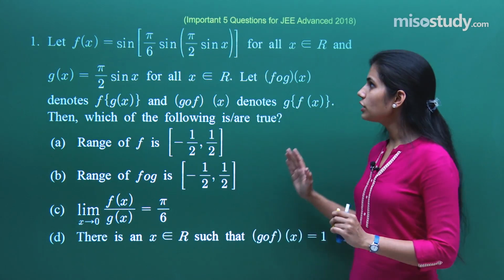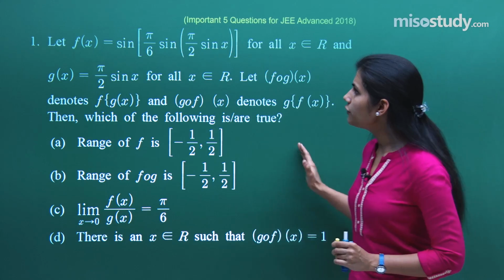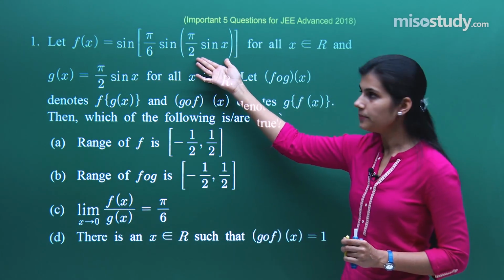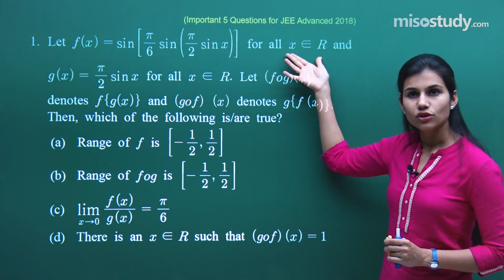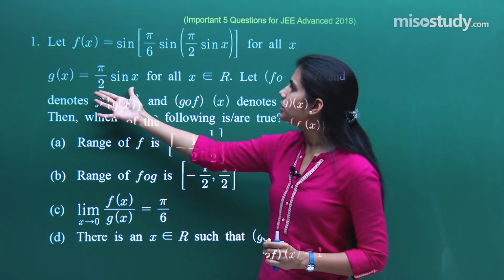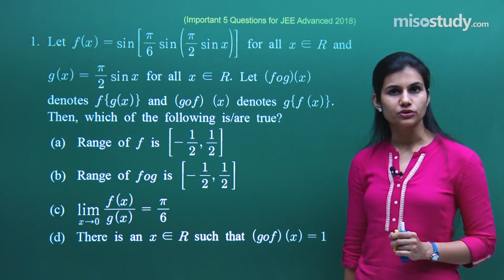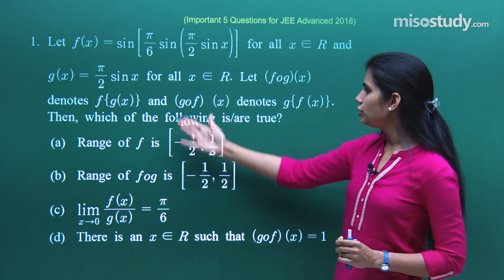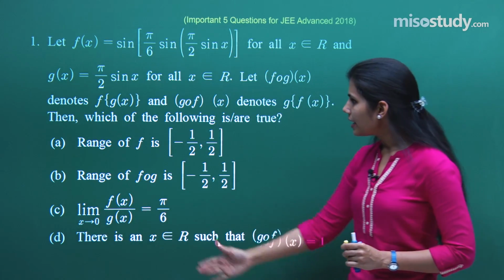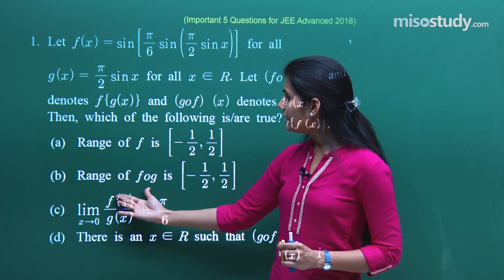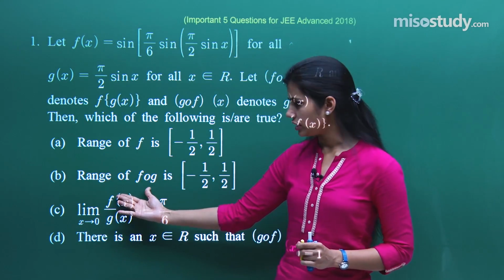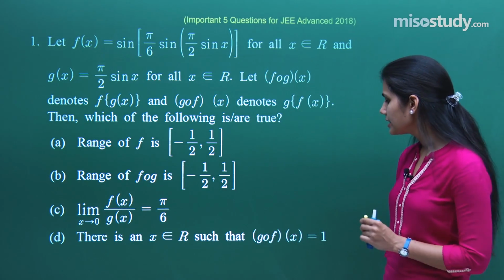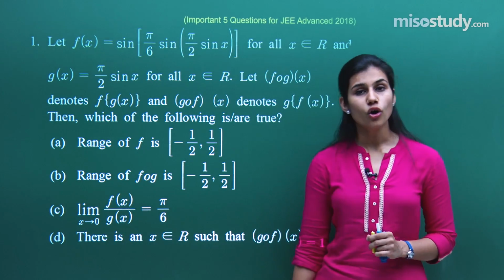Okay? Moving on to the question which I have here for you, you are given a function f of x which is sine of pi by 6 sine of pi by 2 sine x, for all x belonging to the collection of all reals. And g of x is given to be pi by 2 sine x, again for all x belonging to the collection of all reals. They are talking about composition, FOG and GOF. And then the options say, find out the range of the function f, find out the range of the function FOG, then compute the limit f upon g and find out if there is an x such that GOF of x is 1 or not.